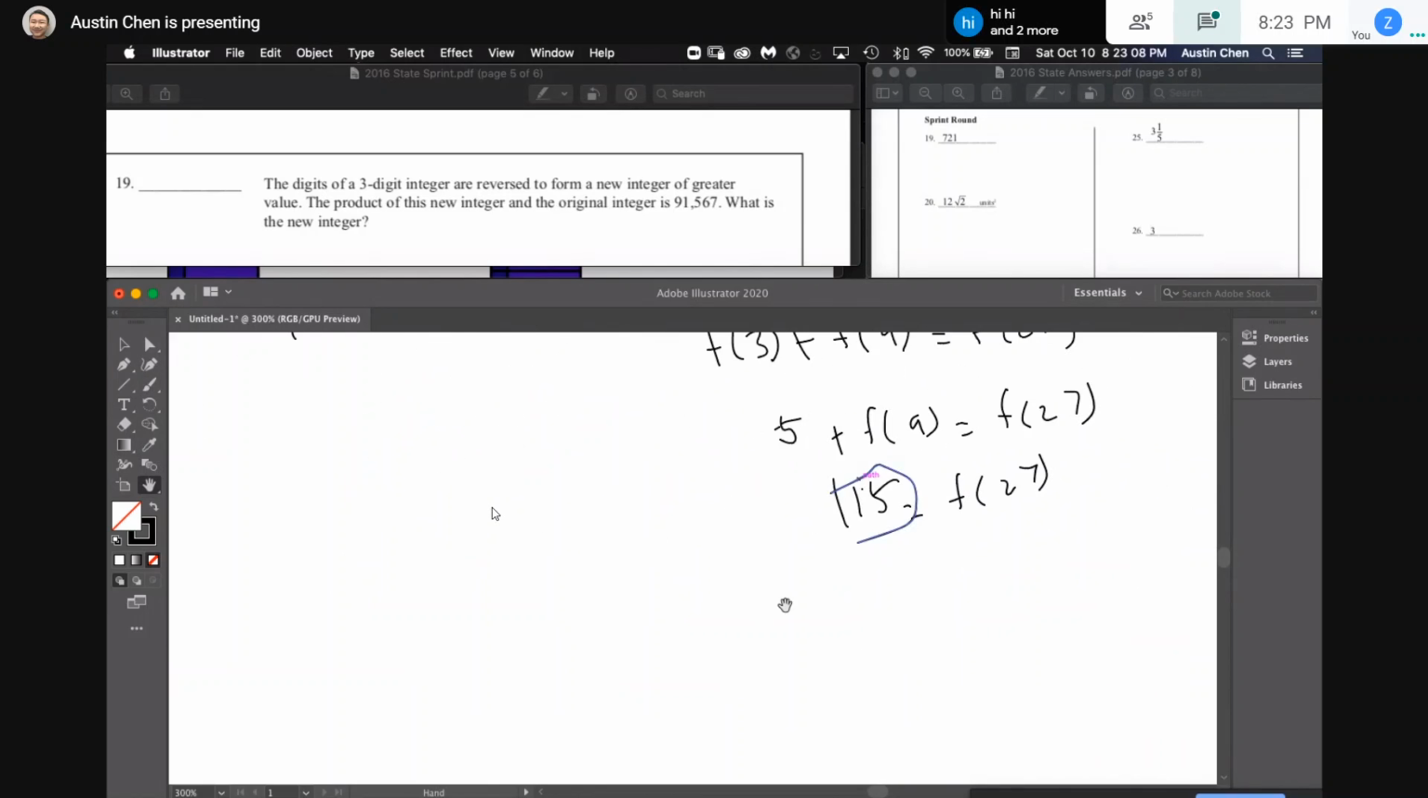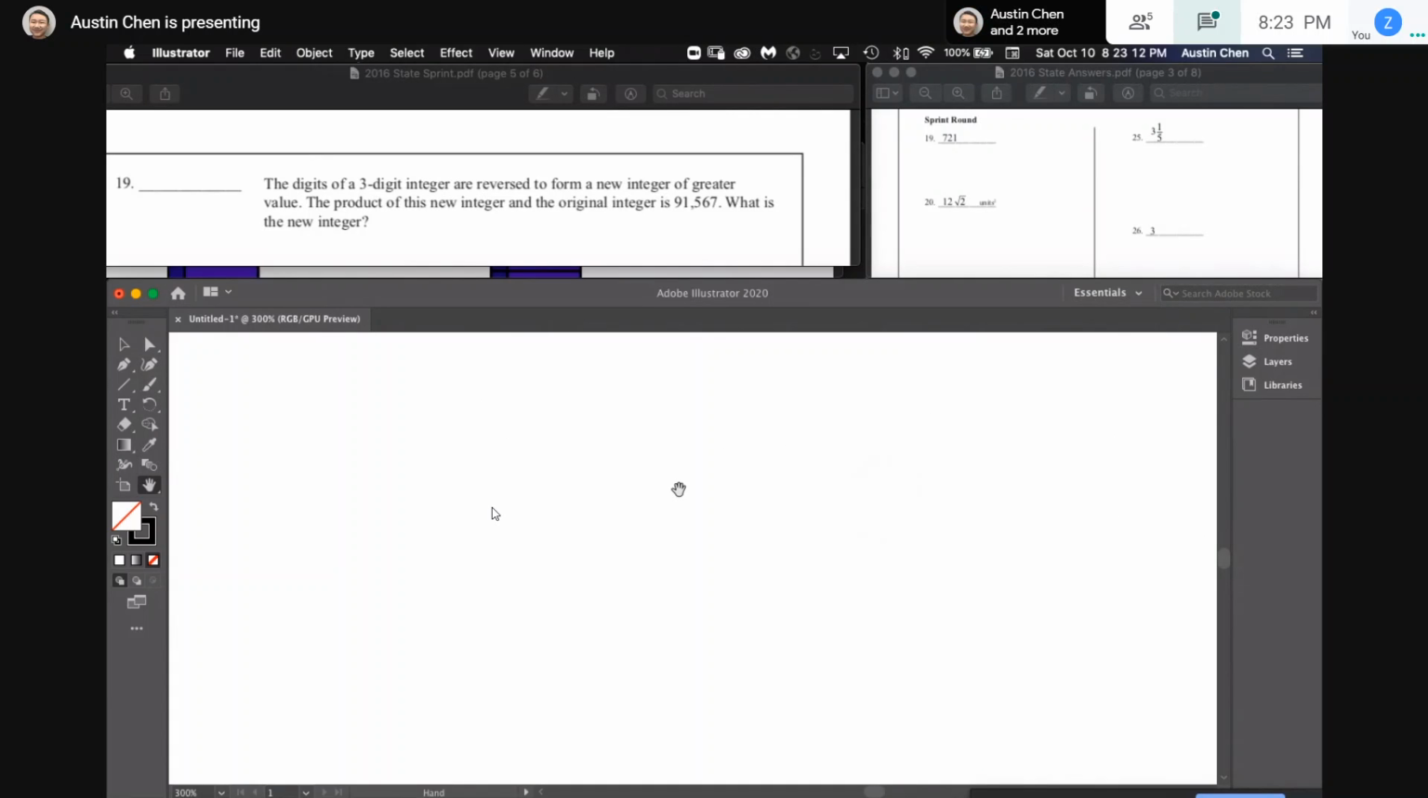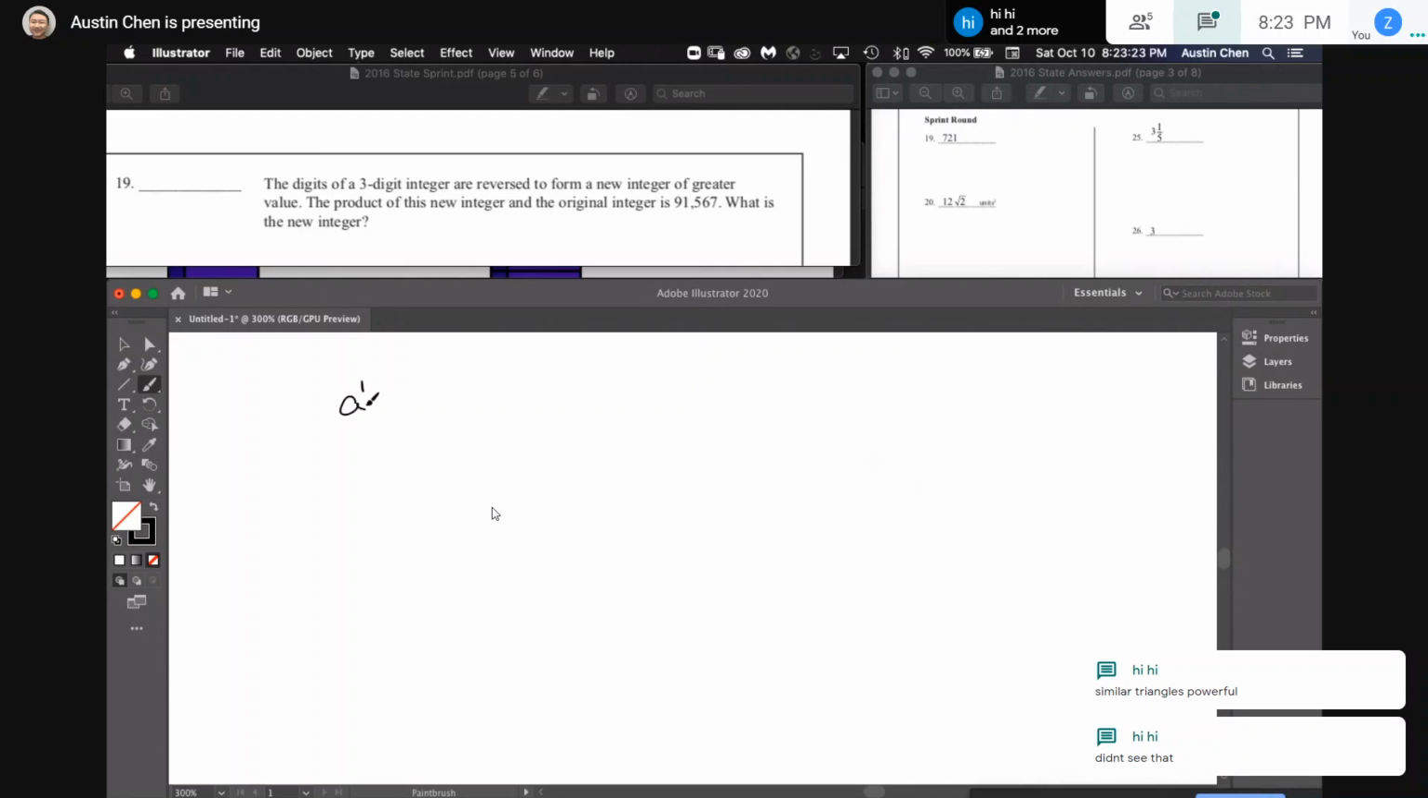The digits of a three-digit integer are reversed to form a new integer of greater value. The product of this new integer and the original integer is 91,567. What is the new integer? Okay, so yeah, similar triangles are powerful.